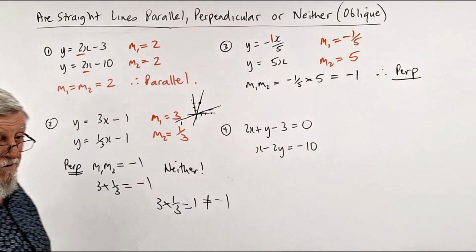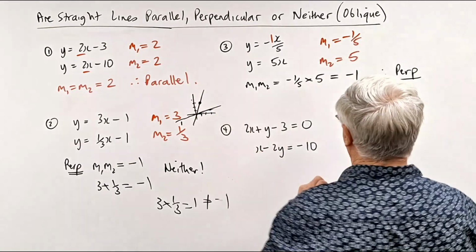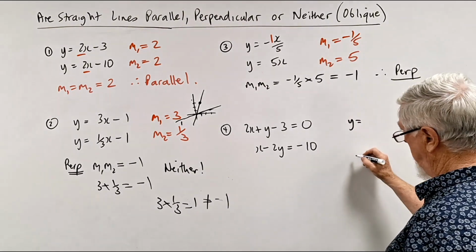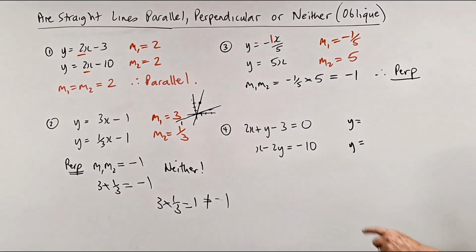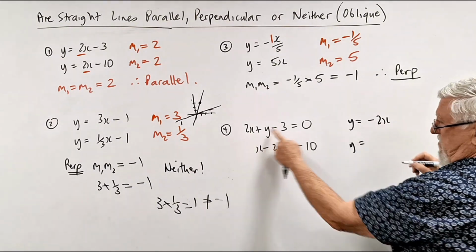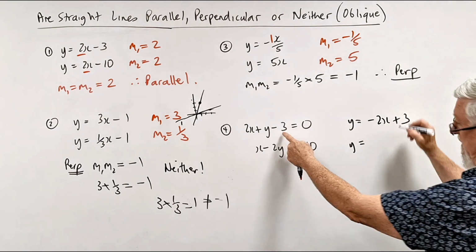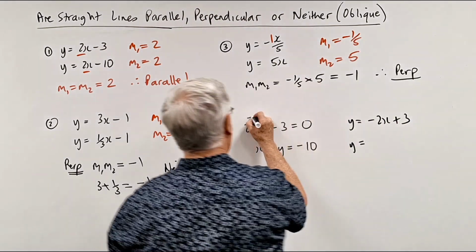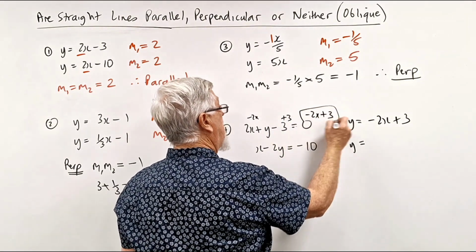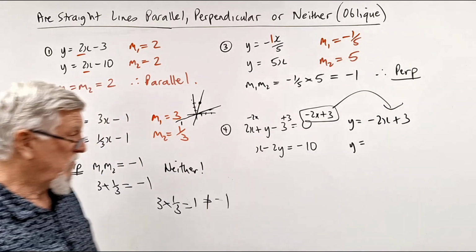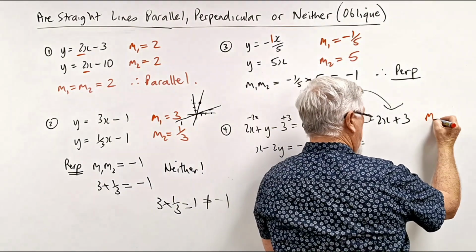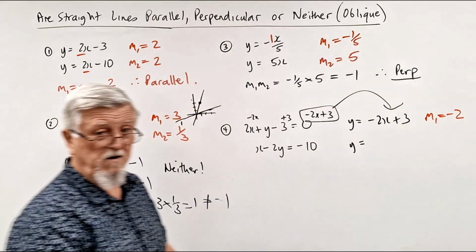Now the first and only tricky case I've got here, you need to make y the subject first. Remember we're talking about gradient first, and to get the gradient we need y equals for both of them. So if I make y the subject here, the 2x becomes a minus 2x on the other side, and the minus 3 becomes a plus 3. Some people I know still need me to go take 2x, plus 3, and you can see that that ends up being all on the right hand side. So we now know that the first gradient is minus 2.